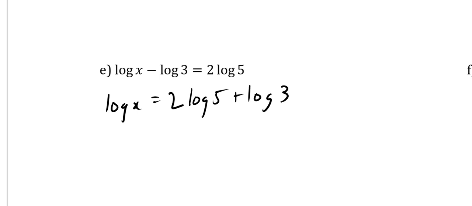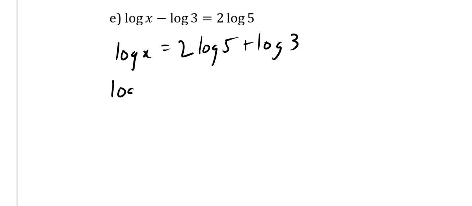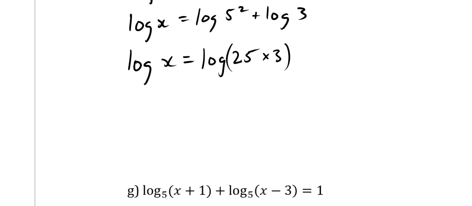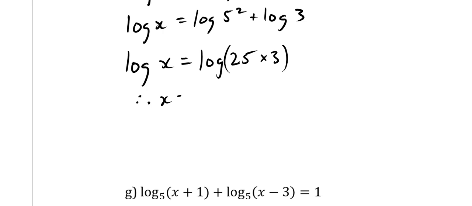And I'm going to start simplifying the right side. So log of x equals log of 5 squared plus log of 3. Does anybody know what I can do here? These are the properties that we worked on. Very good. So log of 25. And because I'm adding logs with the same base, I can multiply the arguments. 25 times 3 is 75. Therefore, x equals 75. And I'm done.